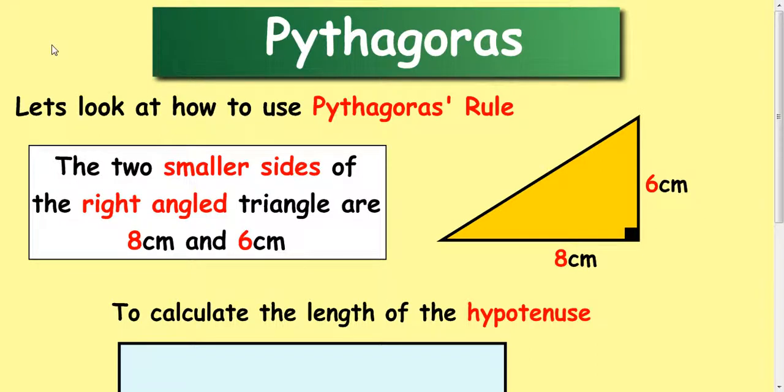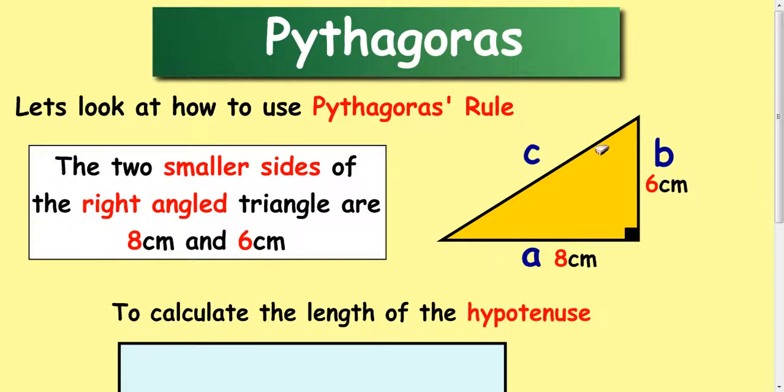In this lesson we're going to use Pythagoras' theorem to calculate the length of the hypotenuse side on a right angled triangle. If you look at the right angled triangle up here, we can see that there's a 6 on this side and an 8 on this side. The smaller two sides are 6 and 8, so this makes the longest side C. It doesn't really matter which one you call A and B here.